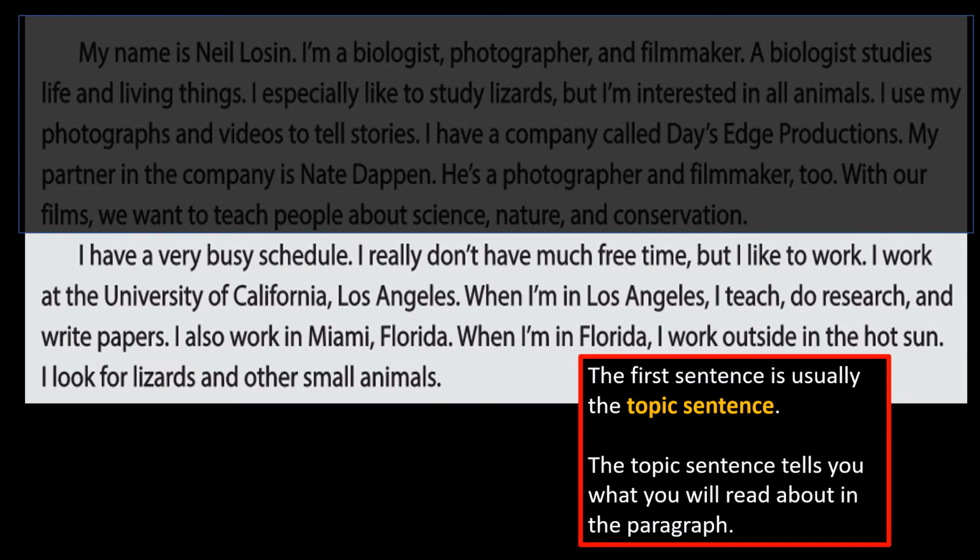So the first sentence is usually the topic sentence. That is, the first sentence will tell you the topic of the paragraph, basically what you will read about in the paragraph. Most paragraphs written in the United States have a topic sentence. It's often the first sentence, but that's not always true. Now we're ready to read.